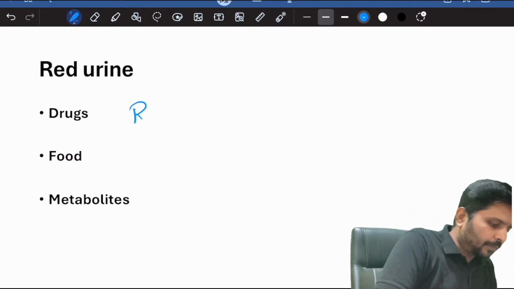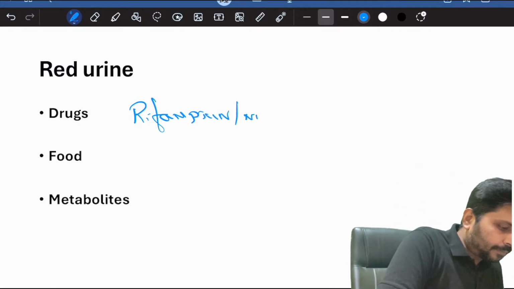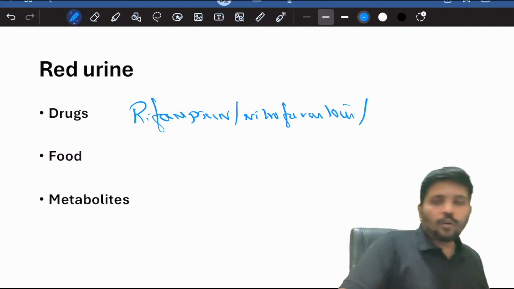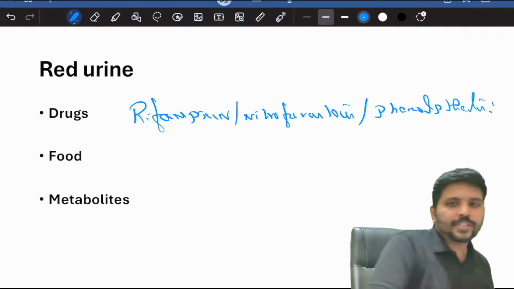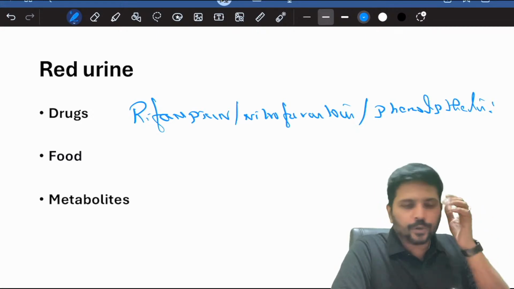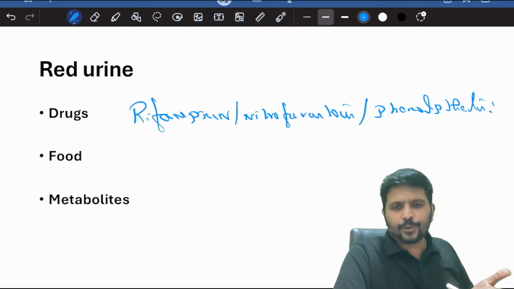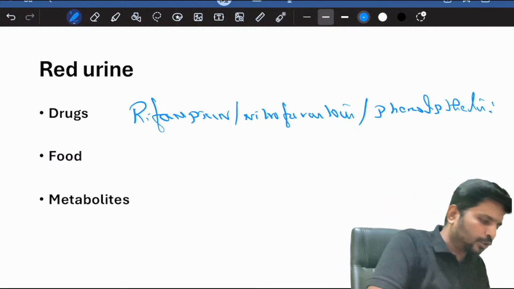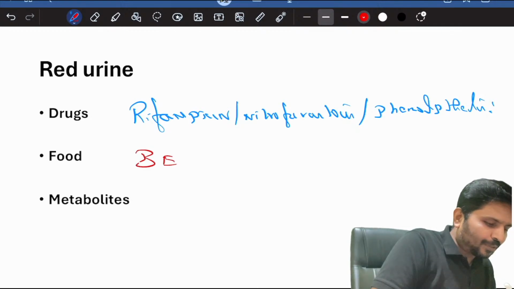Rifampicin. Very good. So the drugs are, one, rifampicin. Then nitrofurantoin. What else? Phenolphthalein. These are all the drugs which can impart red color to the urine. Can you tell me any food product that can impart red color to urine? Yes, a well-known fact: beetroot. So let me write in red color then. Beetroot.